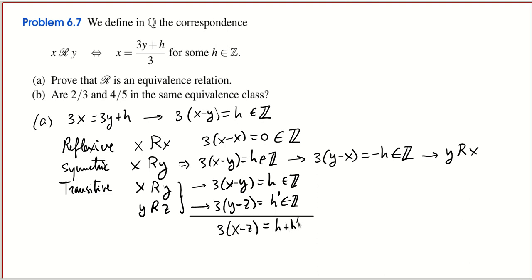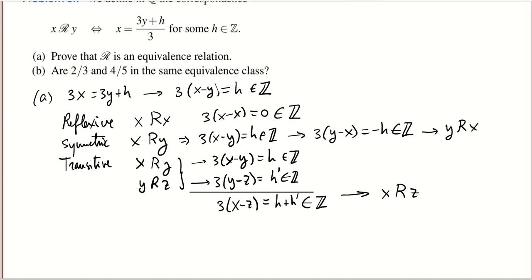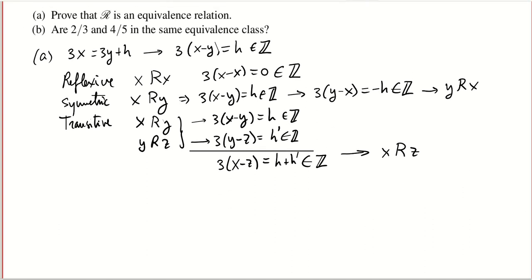But of course, if you add two integers, you also have an integer. So it turns out that the difference x minus z multiplied by 3 is also another integer, which means that x is related to z. So it is transitive. So the first question is already answered. It is an equivalence relation.